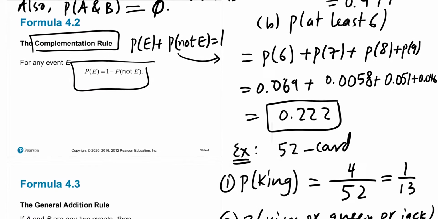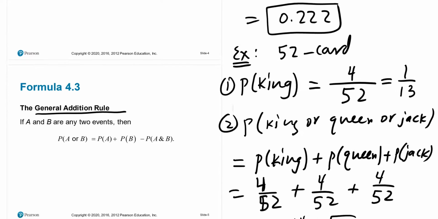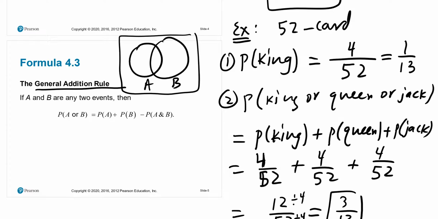Now another thing we have is called the general addition rule. Some people call it the inclusion-exclusion principle. This one deals with the fact that the two events share something in common, A and B. This is A intersection B. Intersection means A and B.